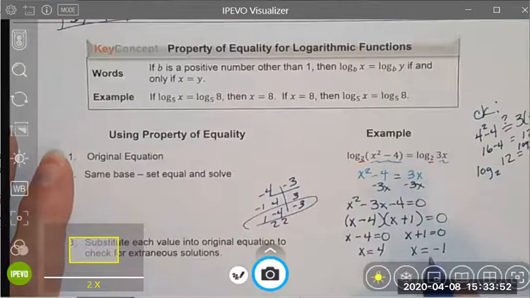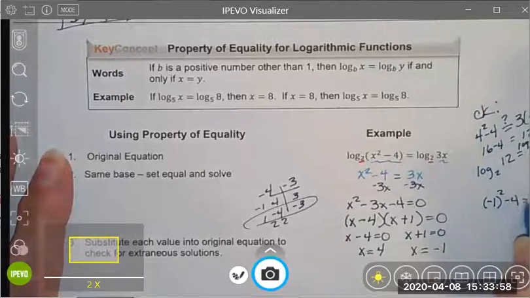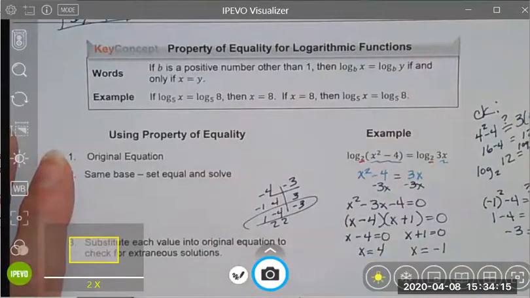I have to also check for x equals -1, and I'll do that the same way. -1 squared minus 4. Is that going to evaluate to the same thing as 3 times -1? Negative times negative is positive. And I again end up with an equation that is equal, and therefore both of these solutions are real solutions.